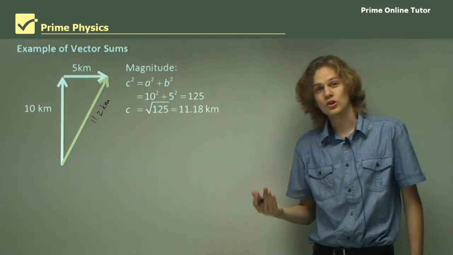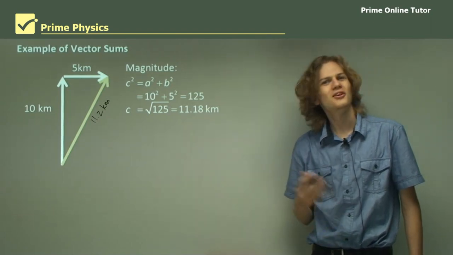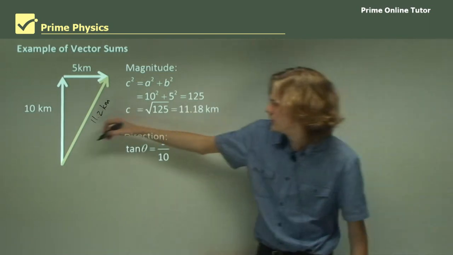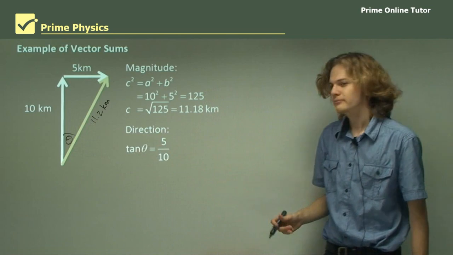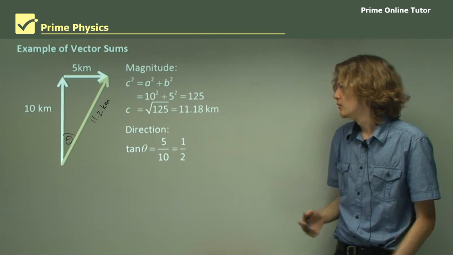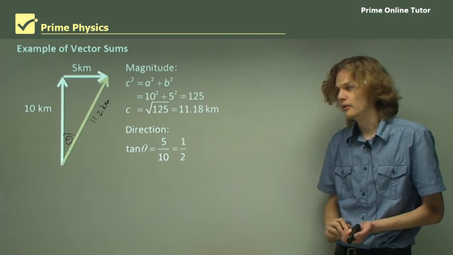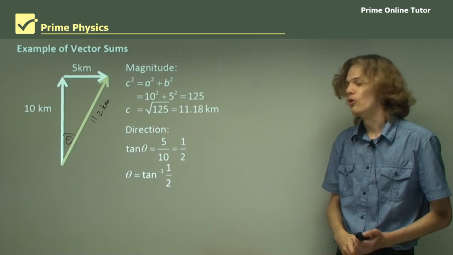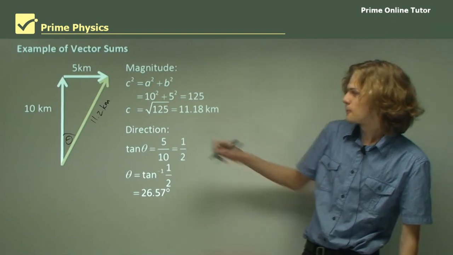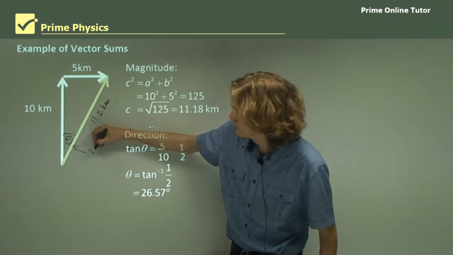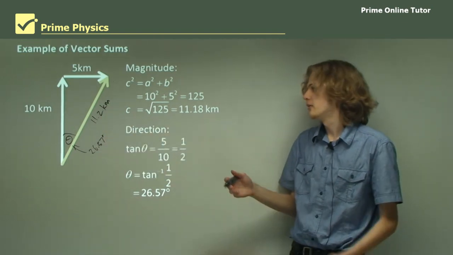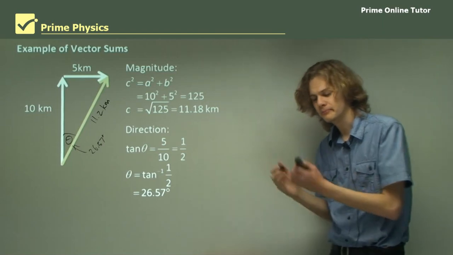Well, we can find that out with trigonometry. And once again, right angle triangles are very useful for us here. So, our direction, the tan of theta, where theta is this angle here, is given by opposite over adjacent, or 5 over 10. This, of course, simplifies to 1 over 2. So, using our calculator, we can find the inverse tan of 1 over 2 is equal to about 26.57 degrees. So that's this angle. And if we're using a compass bearing, this is of course north, 26.57 degrees east.